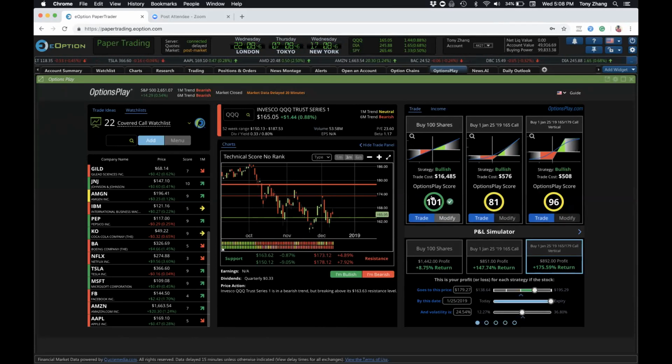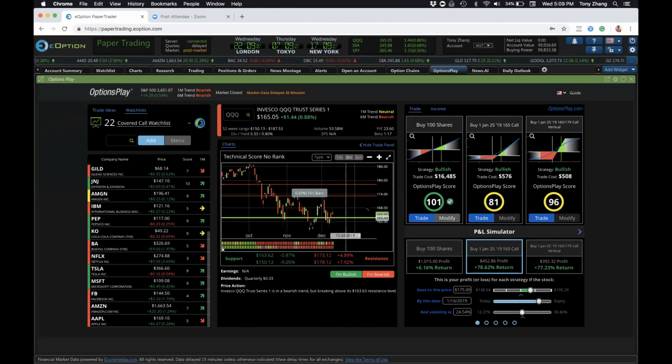If I bought 100 shares of the stock, it will cost me 17 grand. Buying a call option will cost me 576. So let's say the stock goes up to 175 by the end of January. Here, if I bought the stock, a 6% return. If I bought the call option, a 73% return. And I can even assume what happens if it makes that move by the end of January. Let's say by the end of January, the stock goes up to 175. I'm going to make a 78% return buying that call option.